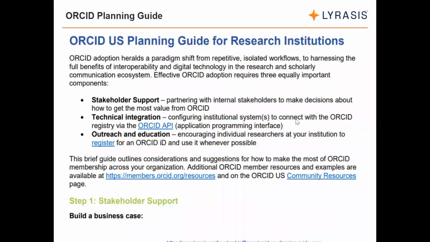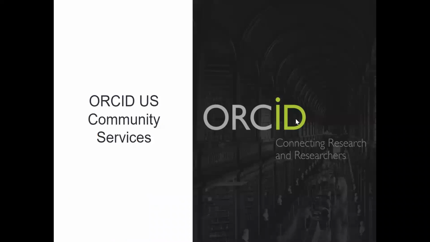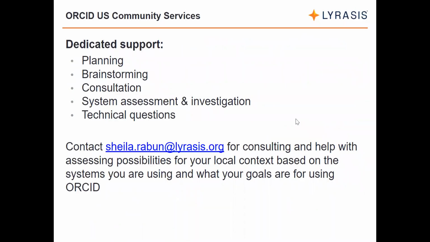So as we're wrapping up, I want to finish by covering a little bit about what the ORCID US community can do to help you get the most value from ORCID by using the ORCID API. We have a planning guide that you're seeing here, and that provides a good starting point for opening conversations and considerations around ORCID adoption. So I recommend checking this out when you get a chance. And my role as the ORCID US Community Specialist is to provide dedicated support for ORCID US member institutions. And I also am happy to help prospective members too.